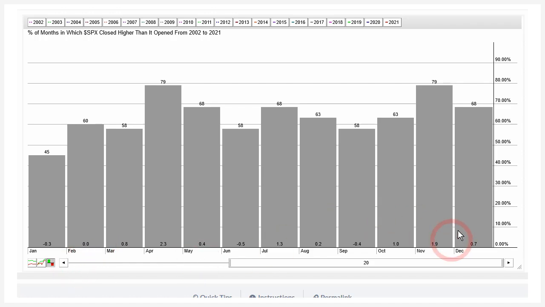Looking at the other months, I would say that you got to get into that near 70 to have something of significance, because you can see there's a lot of 60, 58, 58, 58, 63, 63, that's kind of middle of the road. On average, the stock market is up more than it's down. But once you start getting to 68%, like May and July and December, then you have some significance.